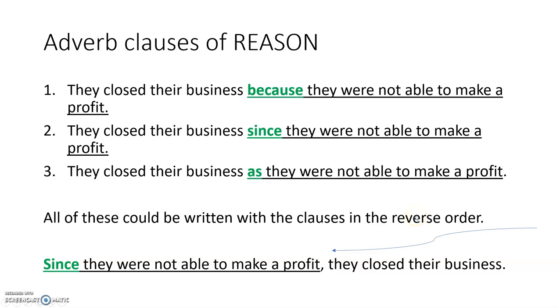This one focuses on reason. In this case, the first three sentences all give the same meaning. I just changed the subordinator from because to since to as. I know that you probably use the word because a lot. Now it's time for you to learn some of the other subordinators and practice the ones that may be new or not as familiar to you. And remember, all of these could be written with the clauses in the reverse order. So I've got sentence 2 above. I could simply switch the order and that's fine. The only difference is the comma.